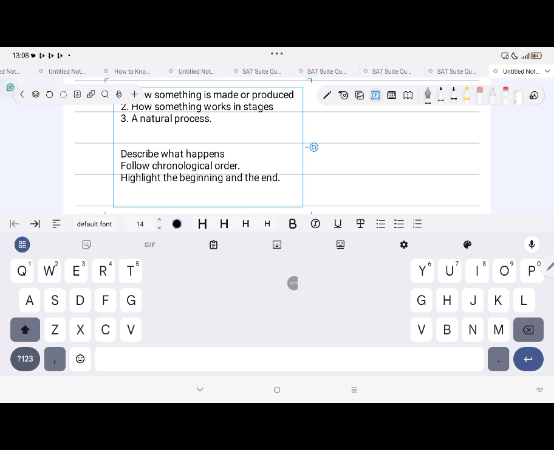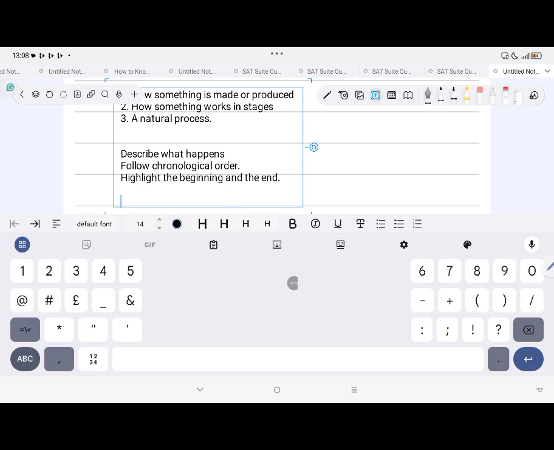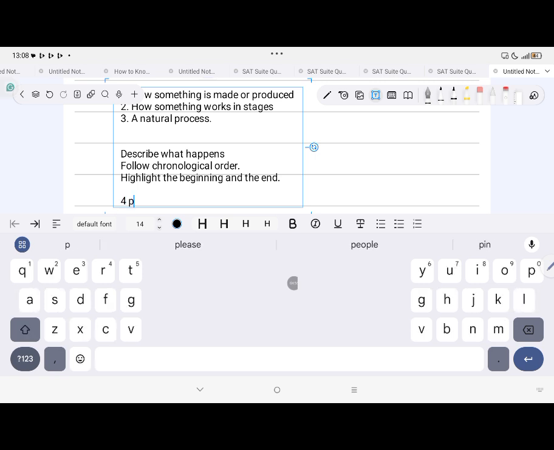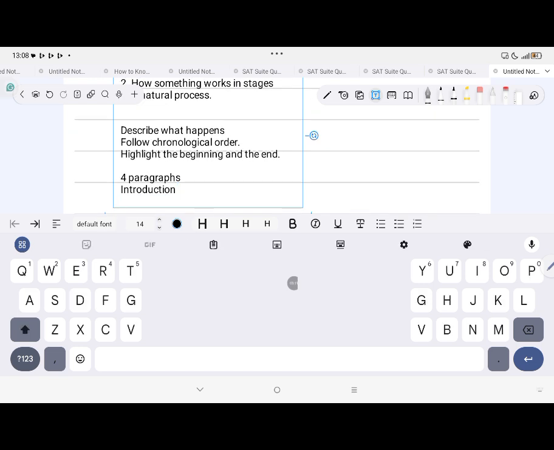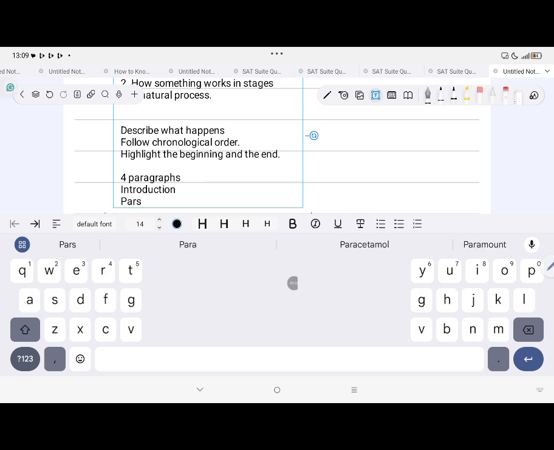Now, when you're writing, you want to have 4 paragraphs. The first paragraph will be the introduction, and then you have paragraph 2, then paragraph 3, and then paragraph 4. Remember, paragraph 4 is the conclusion.